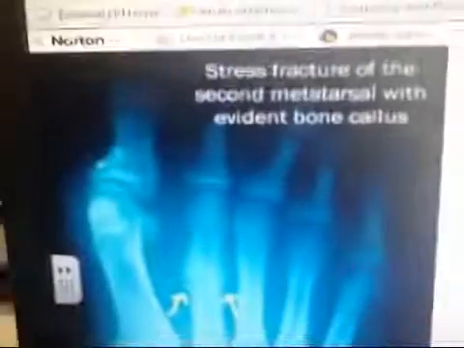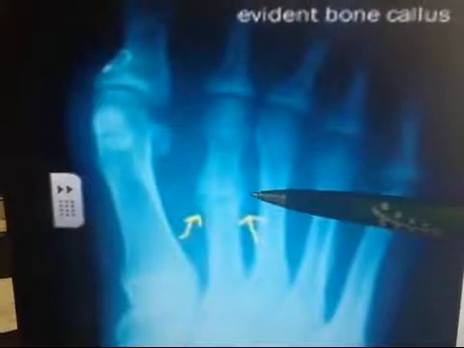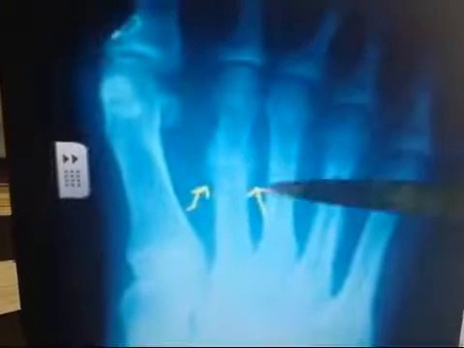This is an image of what the bony callus would look like after the bone has healed. So here is our same fracture of metatarsal 2, and here you can see the bony callus that has formed over the top.